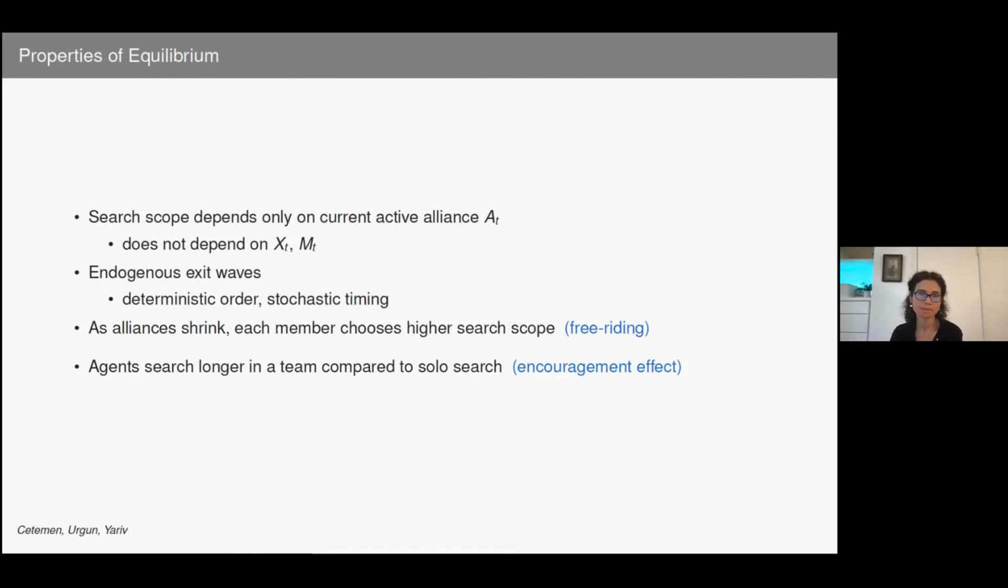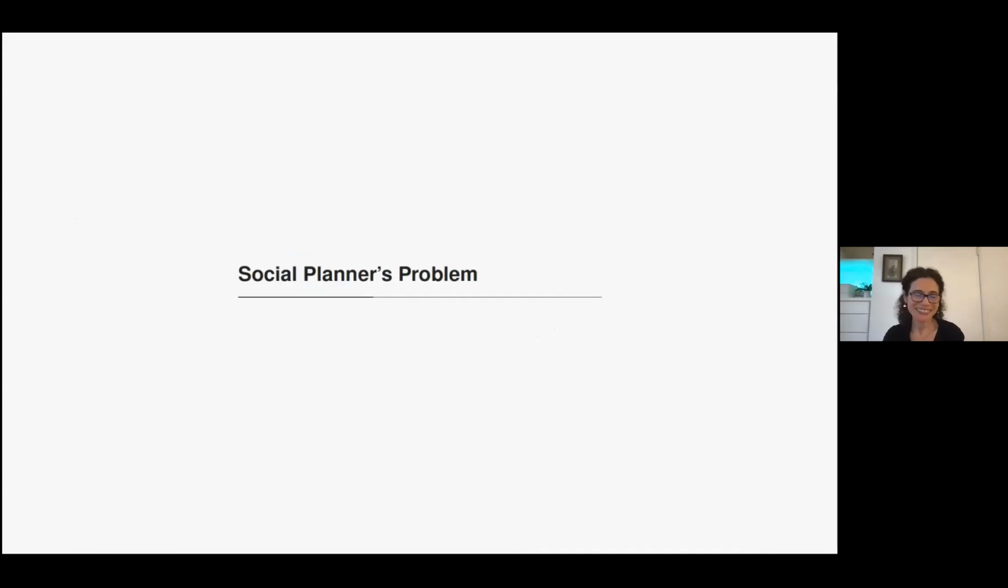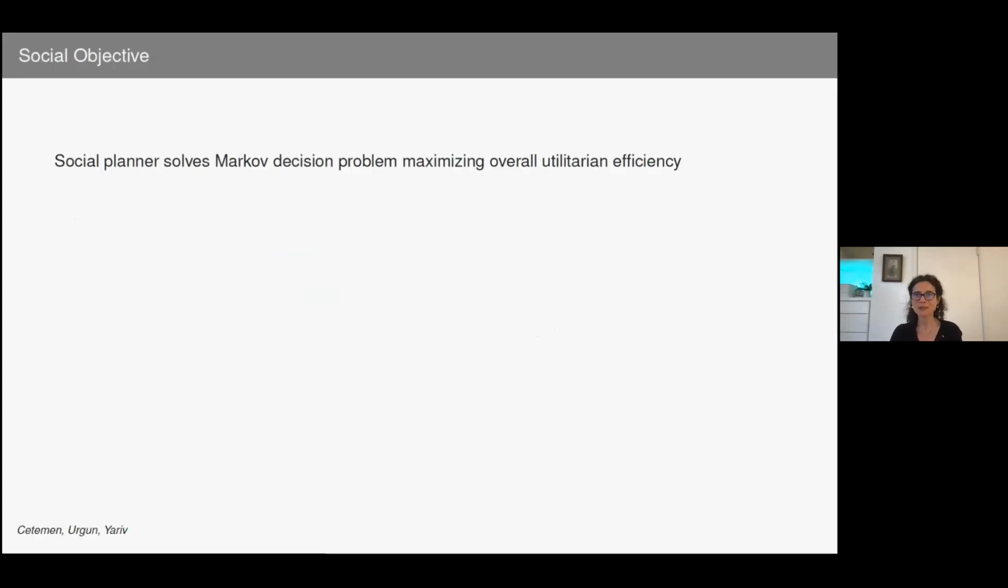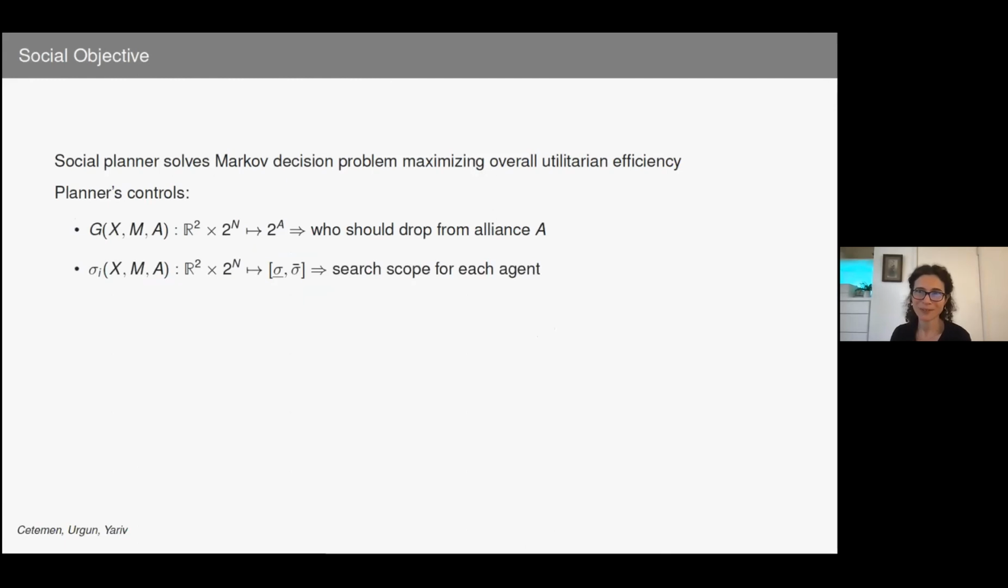All right, so in the last few minutes that I have left, I'd like to give you a hint of what happens with the social planner. So the social planner solves a Markov decision problem, maximizing overall utilitarian efficiency. And this is where social choice theorists might shudder. Now, there's a lot of notation late in the day, so you can ignore the notation. Let me just say it in words.